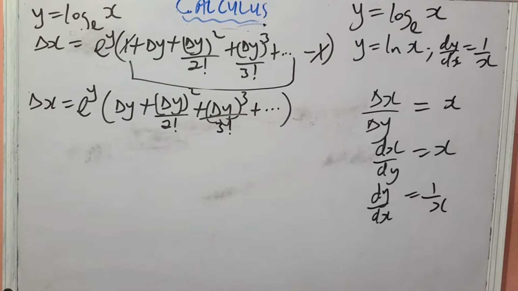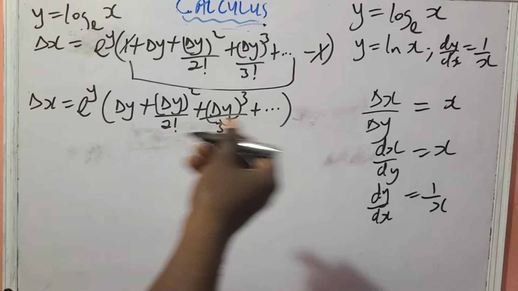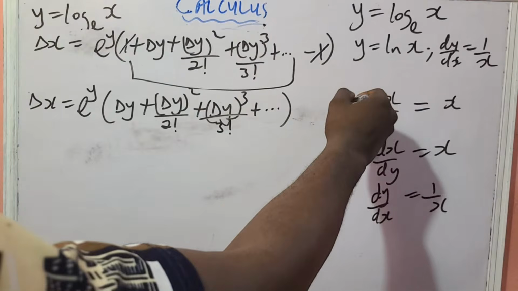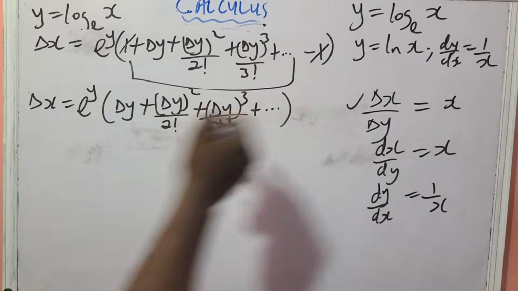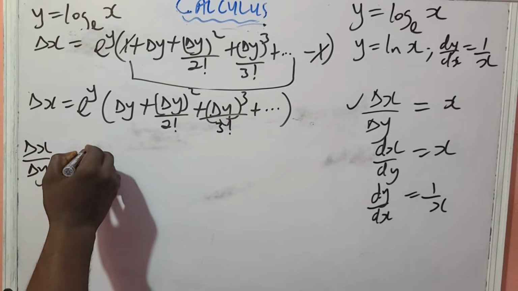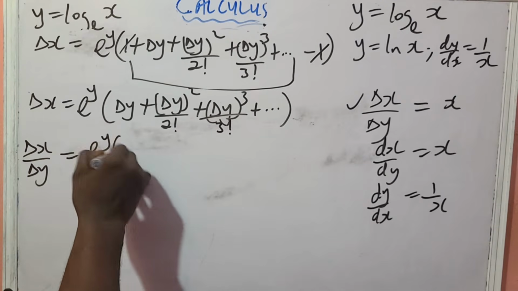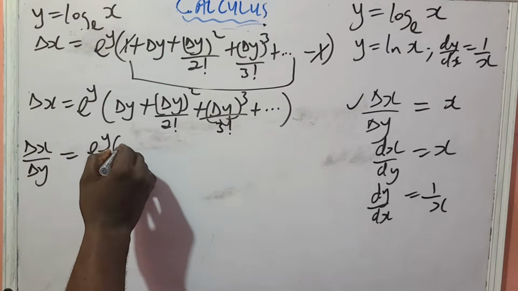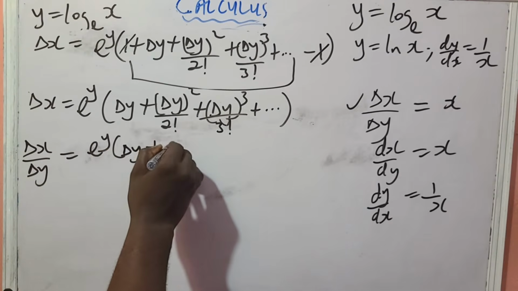So what's the next thing for us to do? The next thing for us to do now is that we want to divide through with change in y, because you know that's the next process. But of course, I told you already, you remember when I was discussing this, you will now divide through with change in y. So we have change in x over change in y equal to e raised to power y, of course, with all these things. So, okay, let me just write it because we'll be needing it.